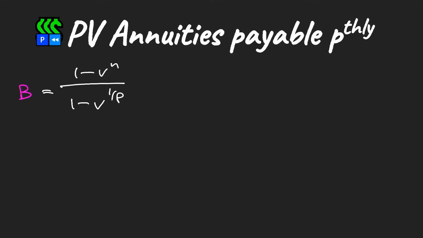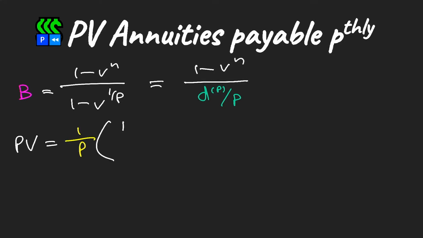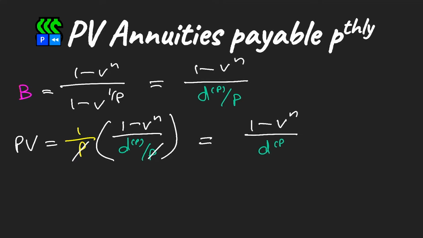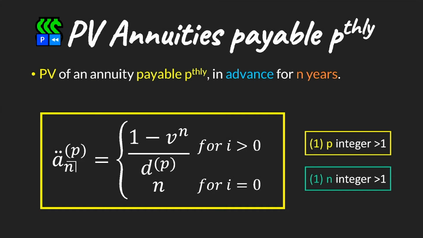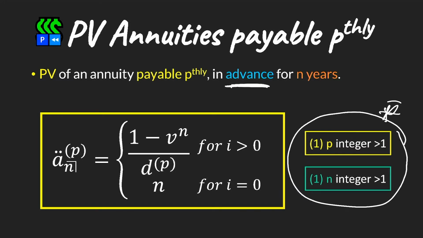Substituting that in for the denominator and looking back at what our present value is, we see that the p's cancel out and we're left with a present value formula equal to 1 minus v^n over d^(p), and this is the present value of an annuity where cash flows are paid p times a year in advance for n years. More formally, we can see that the present value of an annuity payable pthly in advance for n years is as follows, assuming that p is an integer greater than 1 and n is an integer greater than 1.